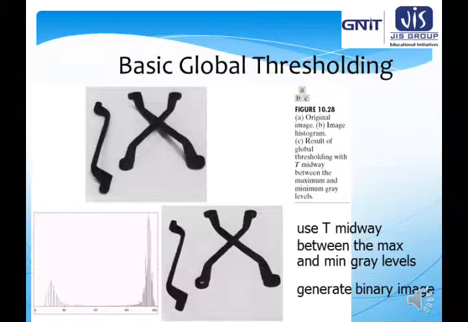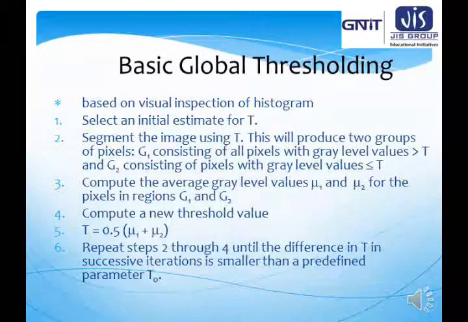Now moving to the next slide. So this is basic global thresholding, based on visual inspection of the histogram. There are some steps. The first is select an initial estimate for T. The second step is segment the image using T. This will produce two groups of pixels, G1 consisting of all pixels with gray level values greater than T, and G2, which consists of pixels with gray level values less than or equal to T.